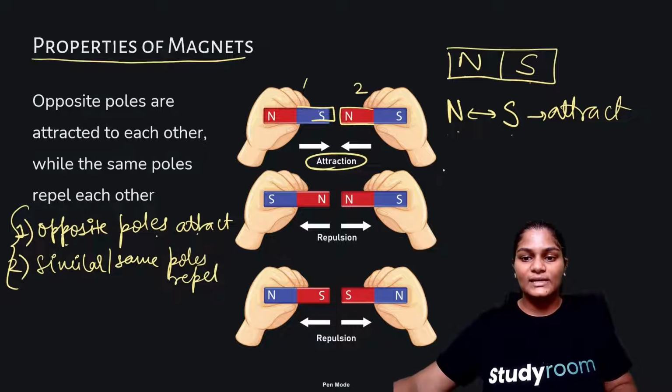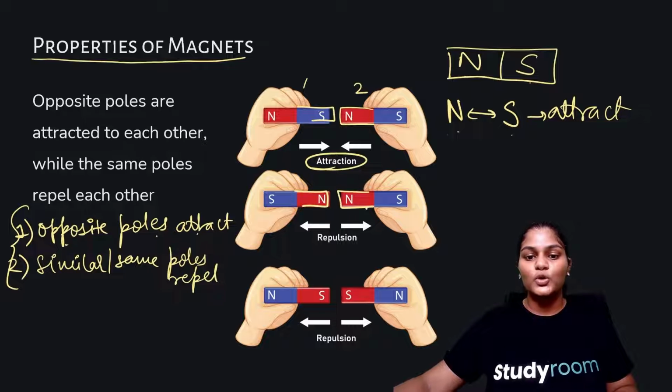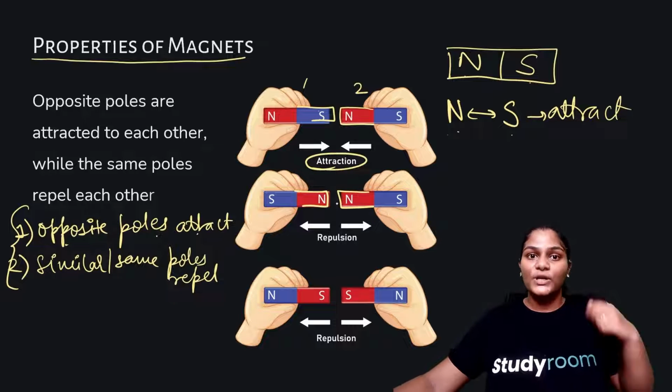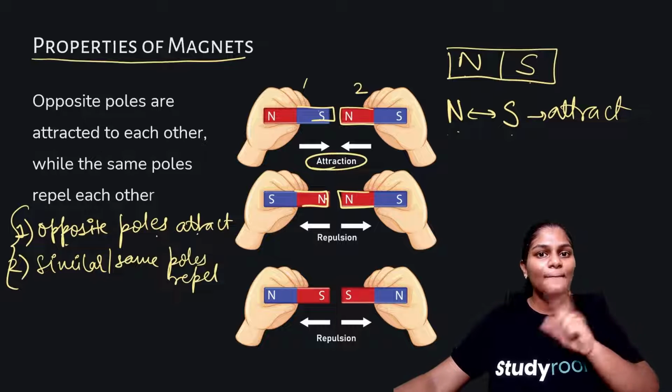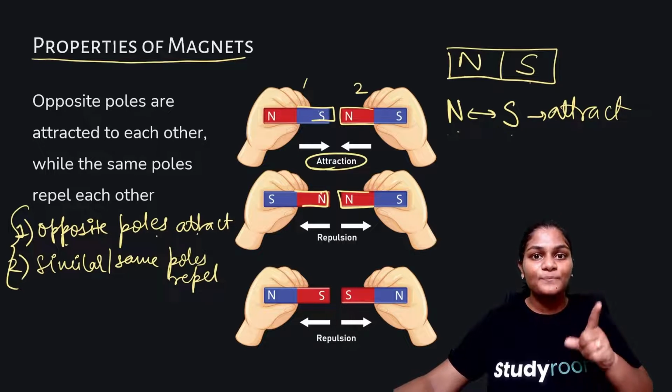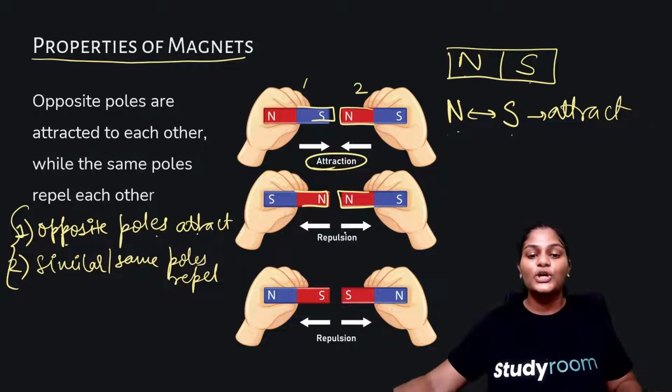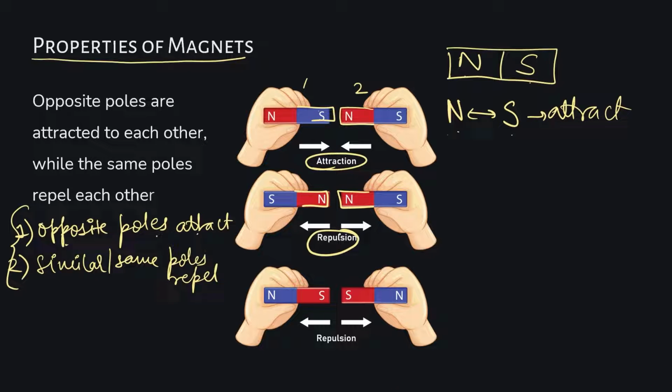Second case: the north pole of one magnet is being brought close to the north pole of the other. What is the property we learned? Is this same poles or opposite poles? This is same poles, right? So they are going to repel each other, or there's going to be repulsion. They want to go away from each other. So north and north, if they are brought together, they repel.